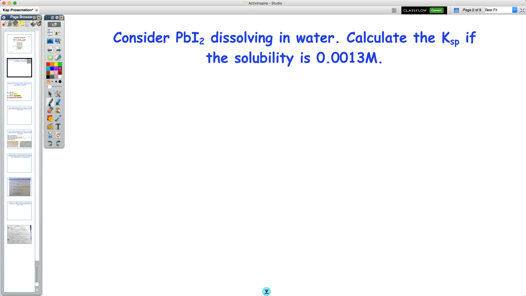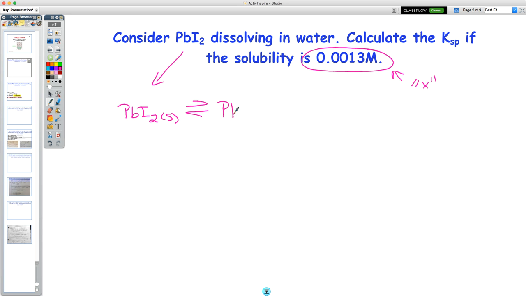So the first thing you have to realize when you're doing these KSP problems is that anytime they give you solubility, what that stands for is a single X term in your ice chart. So solubility is always given as a single X term, no matter how many ions are produced in solution. So I'm going to write down the equilibrium expression I see going on here. I'm going to have my lead iodide solid in equilibrium with the ions. Pb2+, 2 I minus.